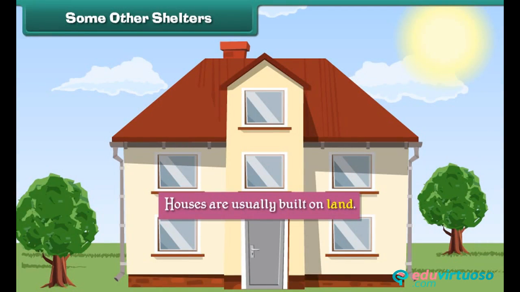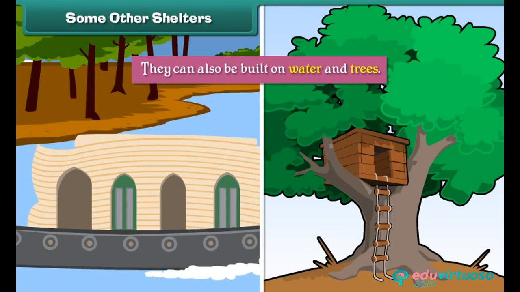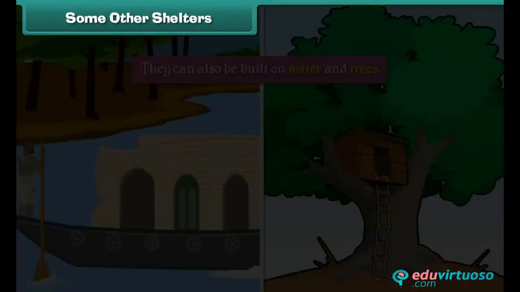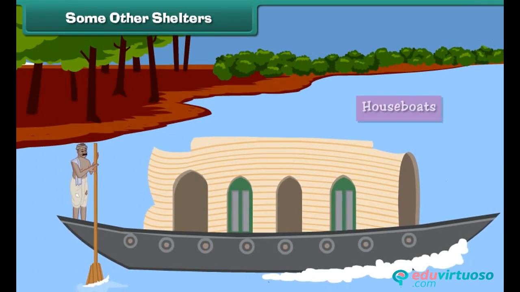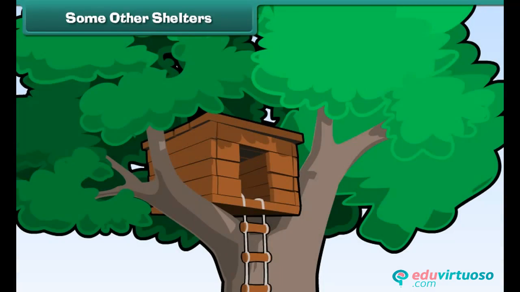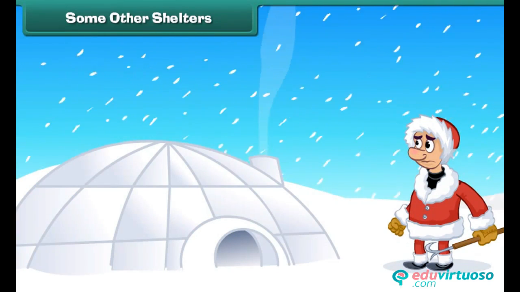Some other shelters. Houses are usually built on land, but they can also be built on water and trees. Water houses are built on boats. They are called houseboats. Tree houses are made of wood. In very cold places, houses are made of snow. They are called igloos.